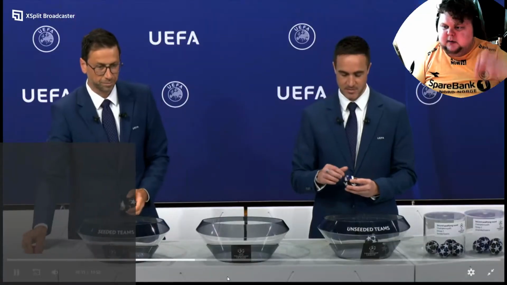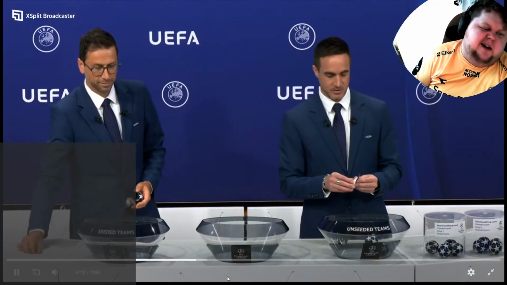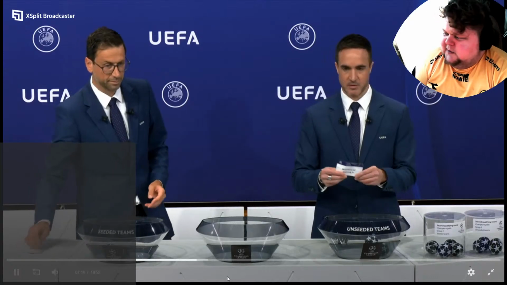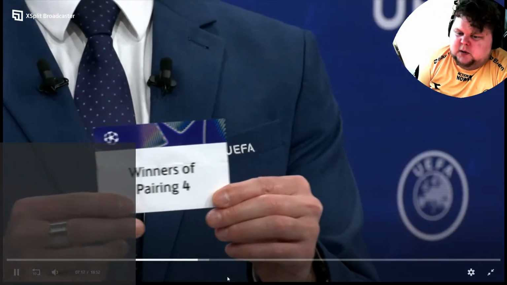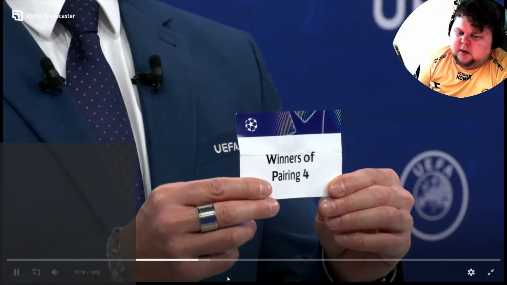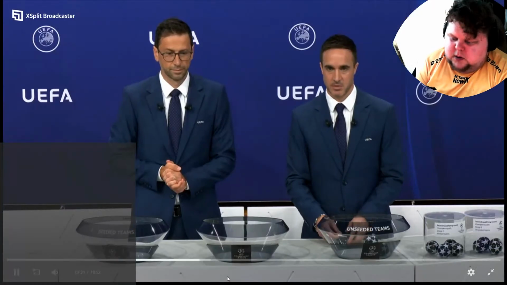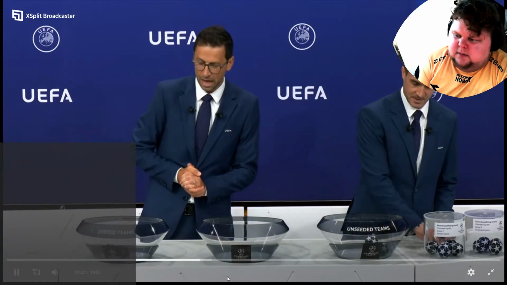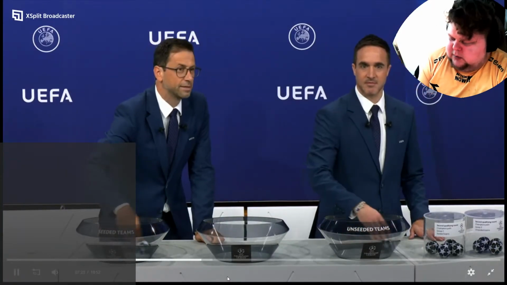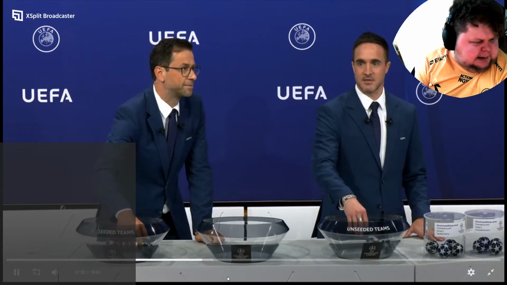All right, Cyprus. And Apoel's opponent in the second qualifying round will be the winners of pairing 4. So either FC Ordubasi or FC Petrolclub to play Apoel. Good. Halfway through Group 1 already. We keep on.